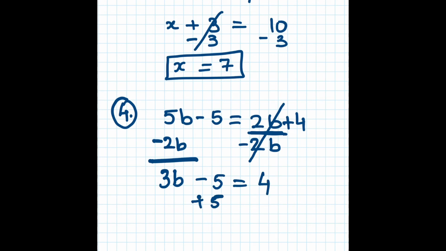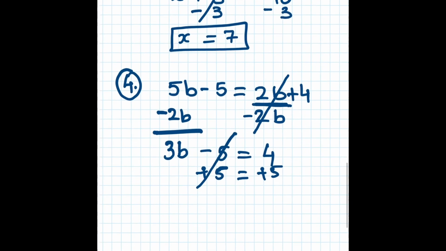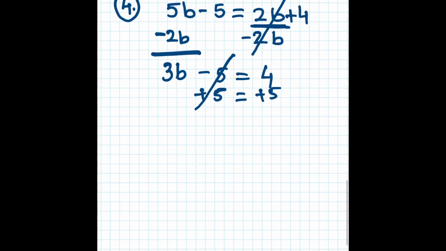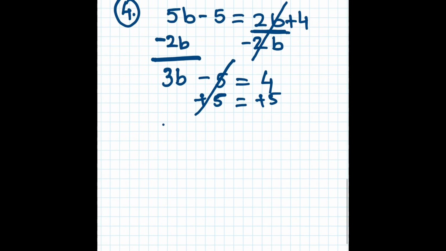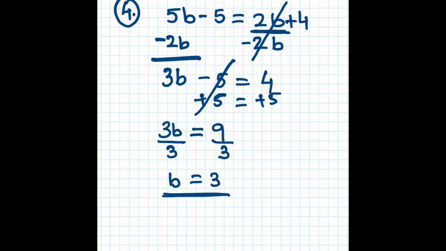Now we do plus 5 on both sides, and minus 5 plus 5 is 0. So we have 3b is equal to 9, and then we divide by 3 on both sides. b is equal to 3. And I'm very sure some of you can do it in your head, which is fine, but again, in the examination, you have to show your working to get the marks. If you just write the answer, you're not going to get marks, right?